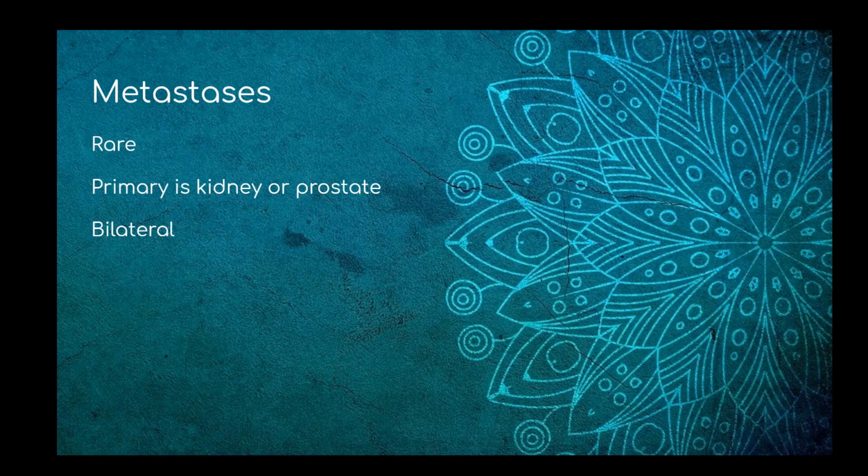Metastases then, pretty rare coming down to the testicles. Usually it has to come from an area that interacts with the testicles somehow. So the primary being in either the kidneys or the prostate are usually the two most common ones that come down to the testicles. And if cancer does metastasize to the testicles, it's usually going to be bilateral.